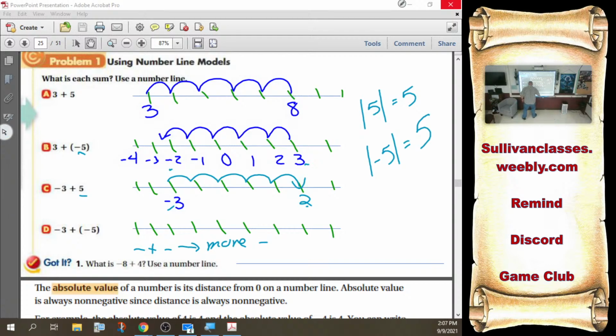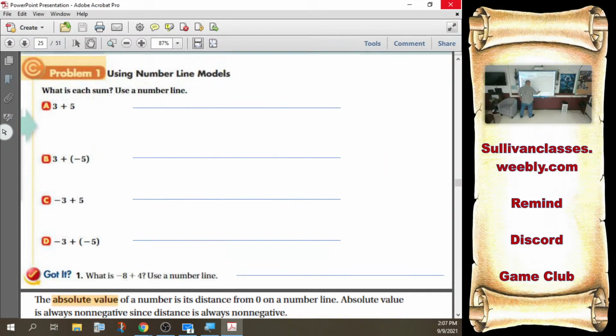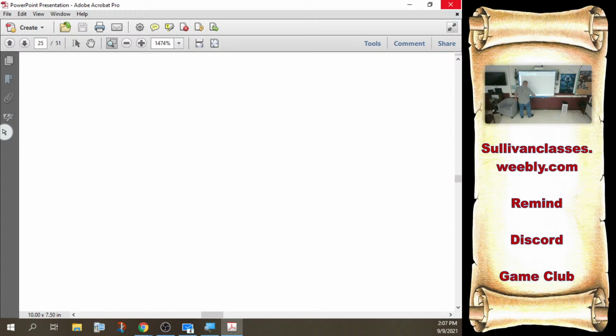Okay, so let's write some rules at least with this. Off to the side, oh yeah, there's rules. What if I take a positive plus a positive? More positive. If I take a negative plus a negative, I get more negative.